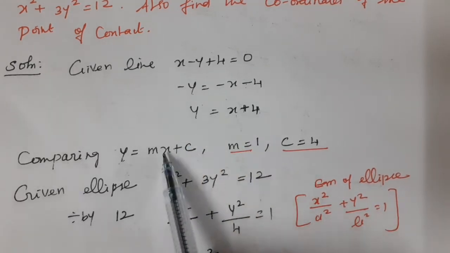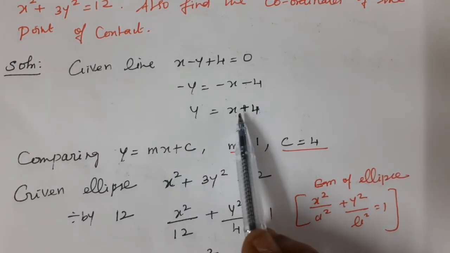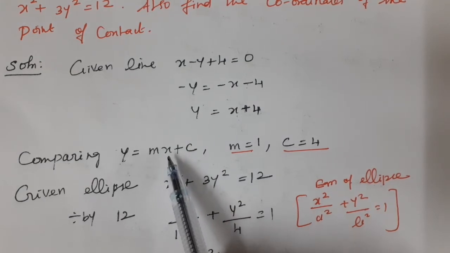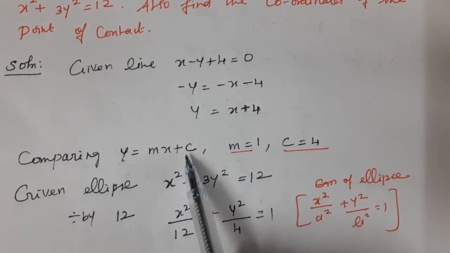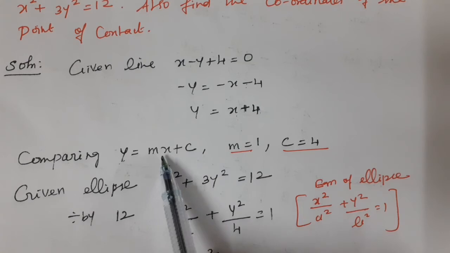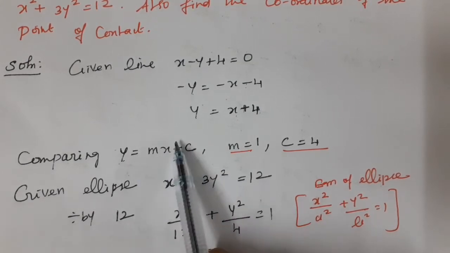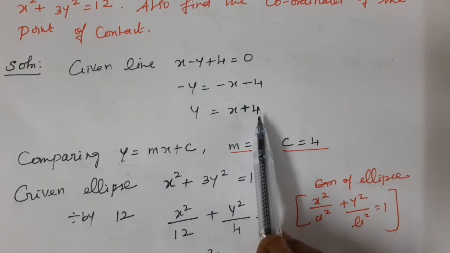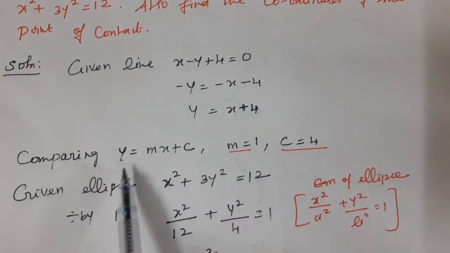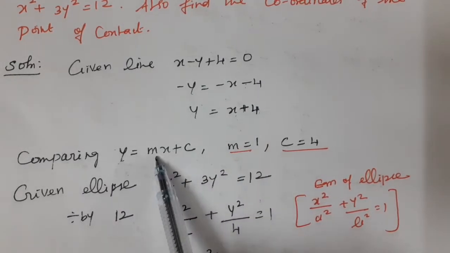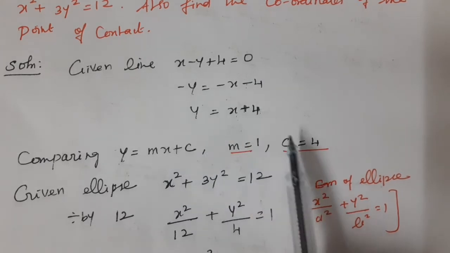Comparing the two equations with the general form of the equation of a straight line, y equal to mx plus c, m is the slope and c is the intercept. This is the slope and intercept form. Comparing with the slope and intercept form, m equal to 1, c equal to 4.